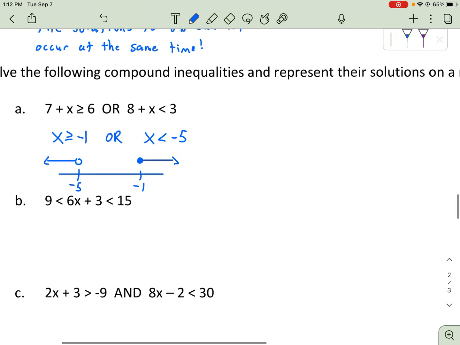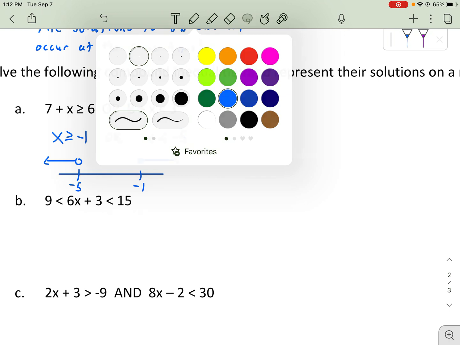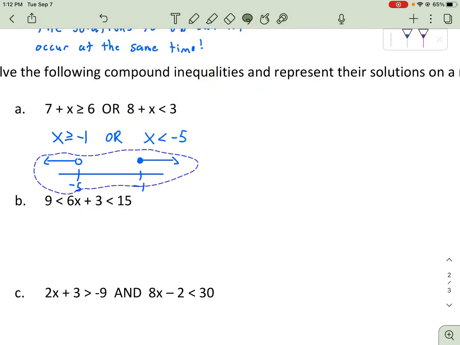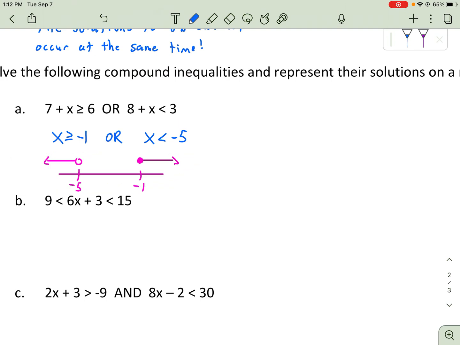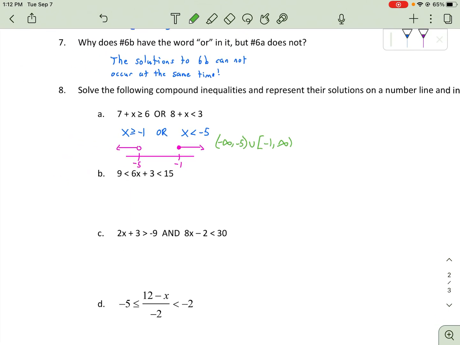Interval notation is going to be, let me change this color, it's all kind of blending together. There we go. Interval notation is, so we have -1 forever, and we go forever up to -5, so negative infinity to -5, not counting -5, and then that will be a union between those two things.